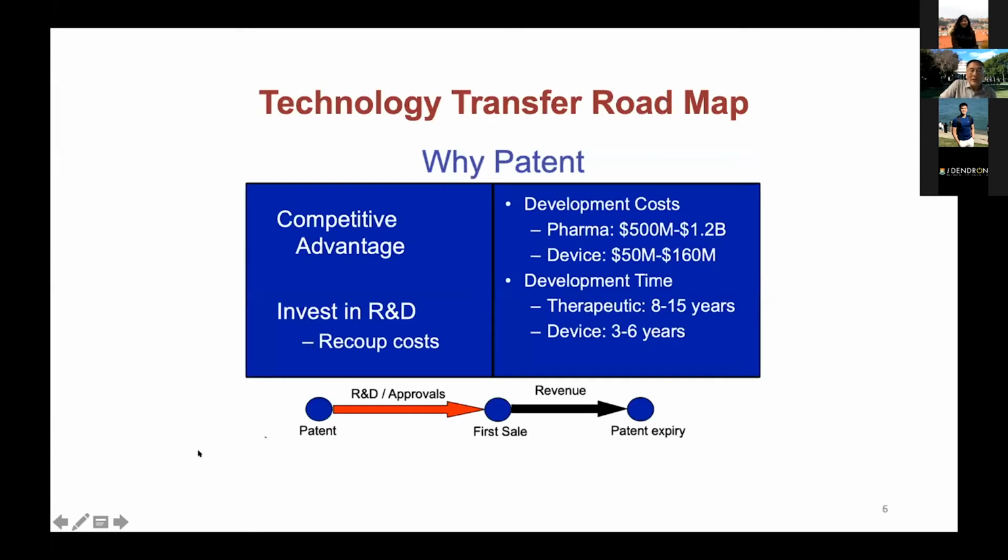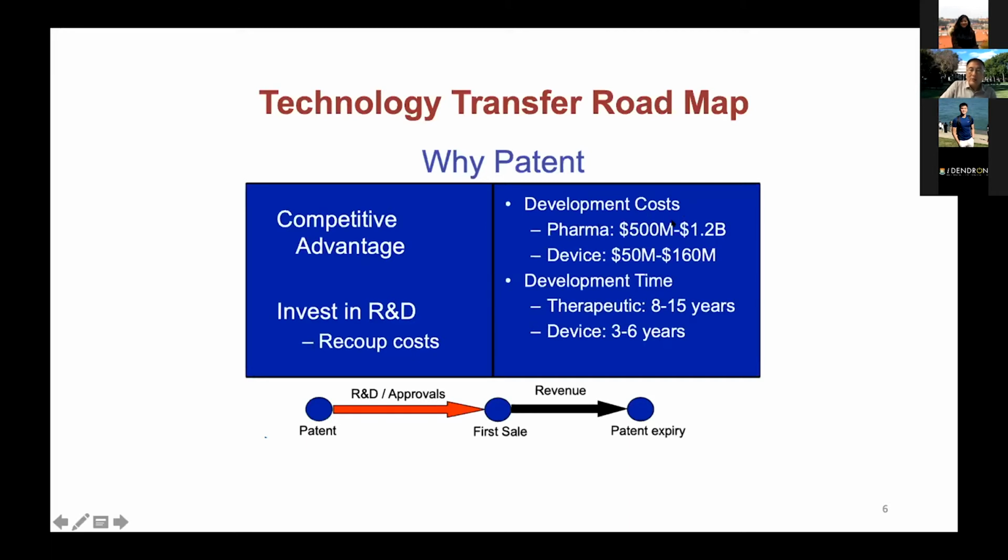When we talk about the IP and the filing of a patent application, why do we want to file the patent application? First, the advantages: it will help IP owners to set up a competitive advantage. And also, it will help to reinvest into R&D.